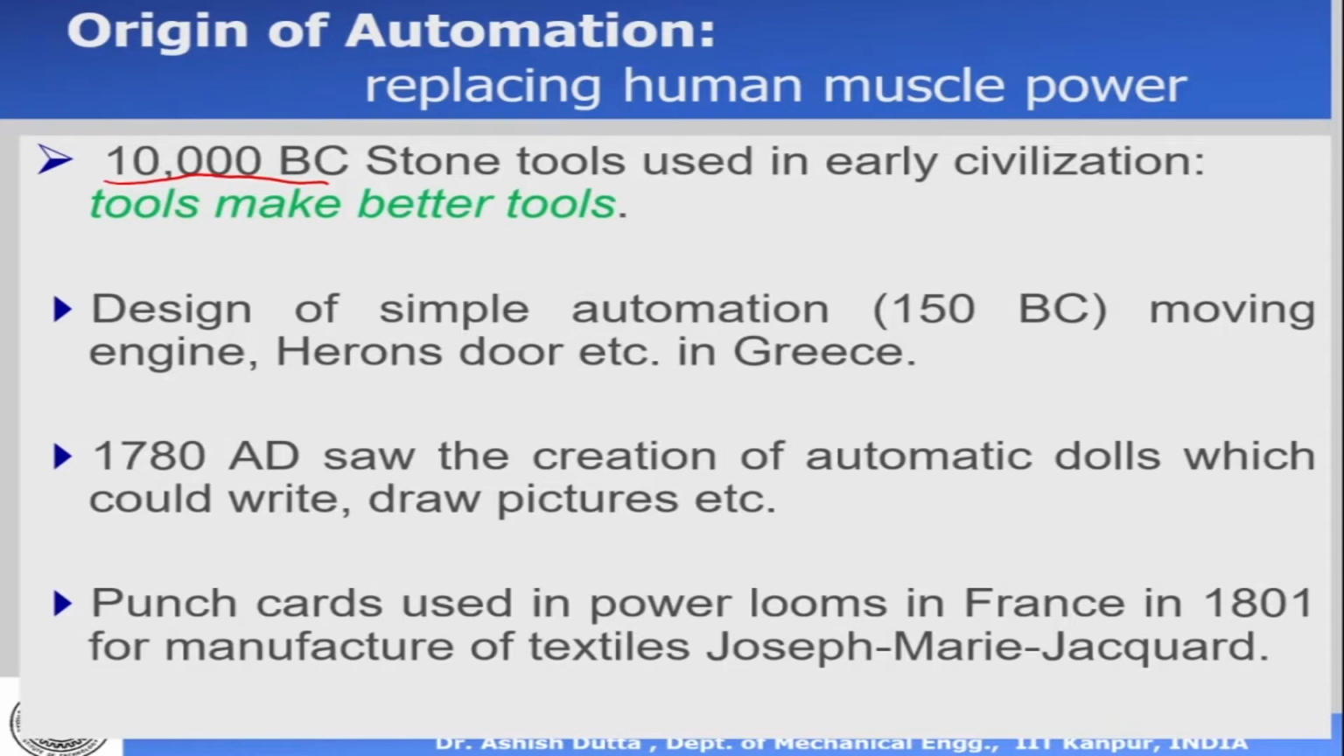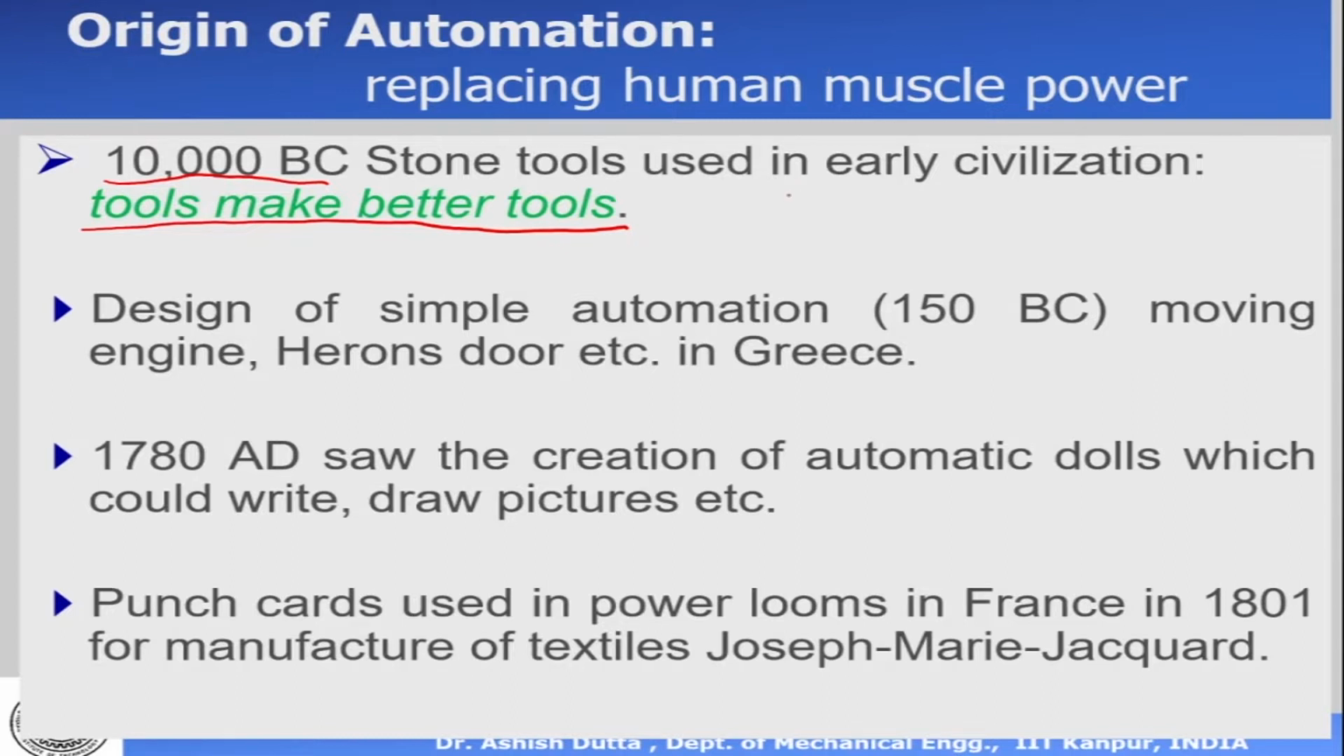Now, if you look at the process of automation, it has been going on for thousands of years. Right from 10,000 BC, human beings were using stone tools to make life easier. So we made stone tools, then iron tools, then copper tools, in that order. Very interestingly, tools make better tools, and that is the way civilization is progressing. This is a part of automation. We are automating by using tools, and tools are making better tools.